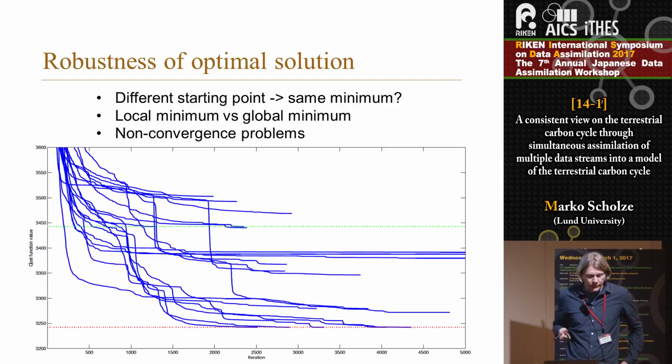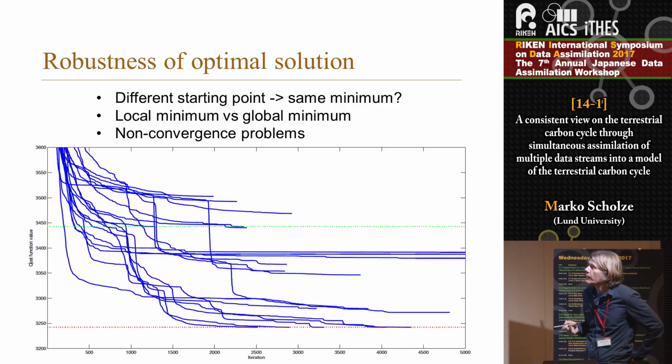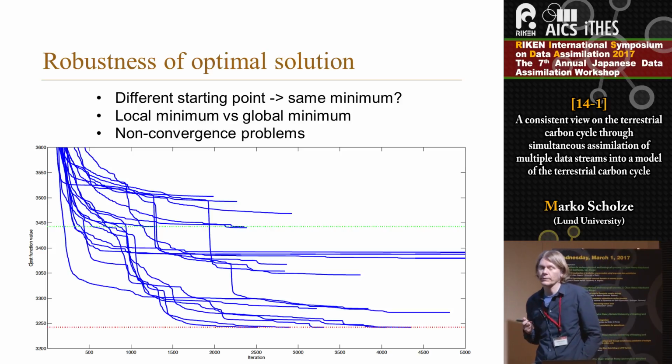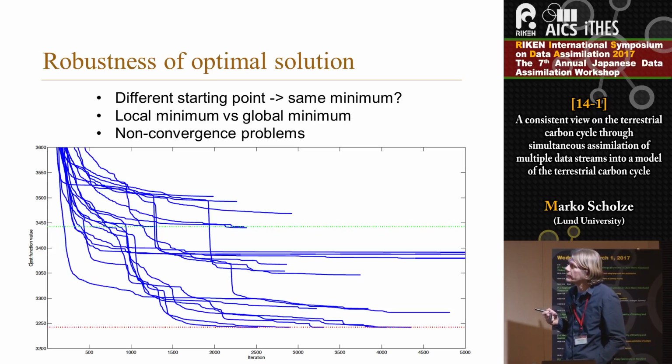Now, one of the problems I mentioned earlier is the problem of convergence and robustness of the solution. So what we tried is to start the assimilation from many different starting points, so many different prior parameter values. And they end up, that's the cost function value, that's the number of iterations. And we see that they end up on different points in parameter space.